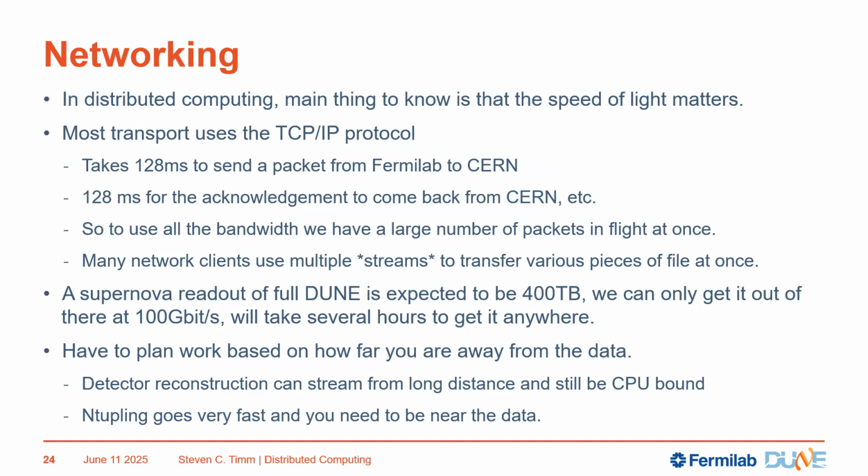All right. So for example, Supernova readout to full DUNE expect to be 400 terabytes, and we can only get it out of the mine at 100 gigabits per second. So it's going to take a few hours to get it anywhere. Right? Where do I get 400 terabytes from? It's reading out. I said it was 6 gigabytes before for a full event. That's only for reading out the detector for 5 milliseconds. Now, for Supernova, we have to read it out for 100 seconds. So this is where the big thing comes from. But we have to be smart and send the most interesting parts, which are the front of the event, first to be processed.